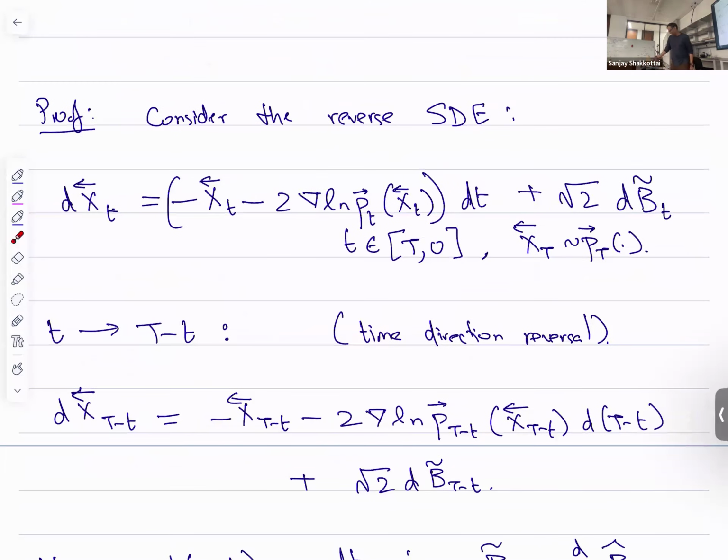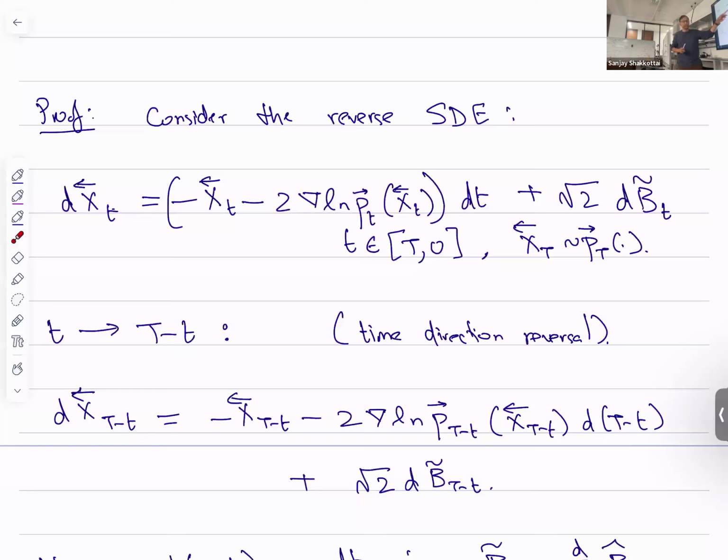But let's actually consider the reverse SDE. This is what I wrote as the reverse SDE. First, this time reversal is a little weird. So what we are going to do is flip time around. We'll change t to capital T minus little t. So I will formally just reverse time. So it's a reverse process running forward in time. That's what we are doing.